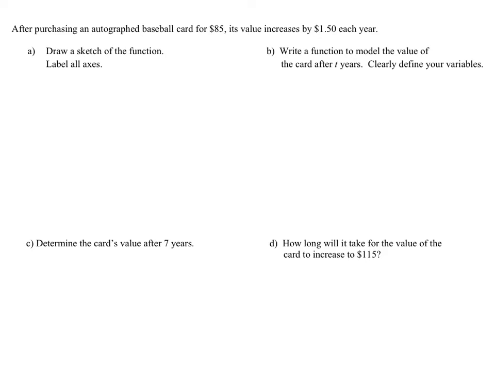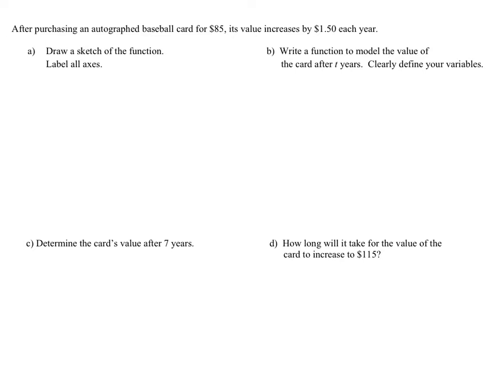After purchasing an autographed baseball card for $85, its value increases by $1.50 each year. Part A, draw a sketch of the function, label all axes. And Part B, write a function to model the value of the card after T years, clearly defining your variables. So parts A and B kind of go together, so we'll attack these at the same time.